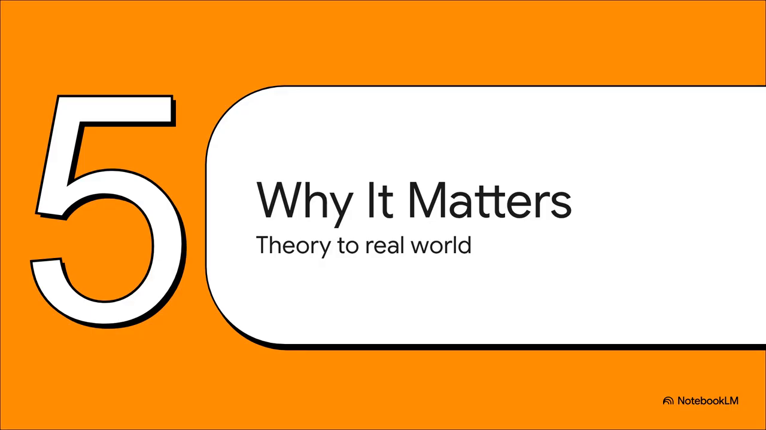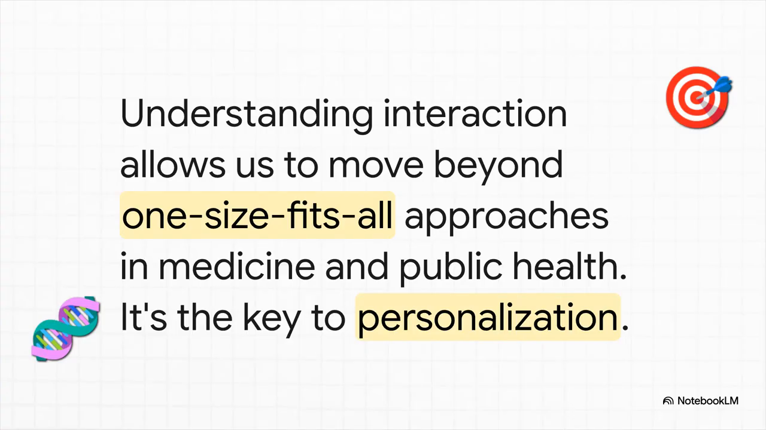Okay, so we've defined interaction, we've distinguished it from confounding, and we've even seen how to spot it. But so what? Why should any of us care? Well, this is where we connect all that theory to why it's so important in our actual lives. At its very core, the whole point of studying interaction is to get away from simplistic, one-size-fits-all medicine and public health. Remember that question we started with, why a drug works for one person but not another? Well, this is how we answer it. This is the science behind personalization.